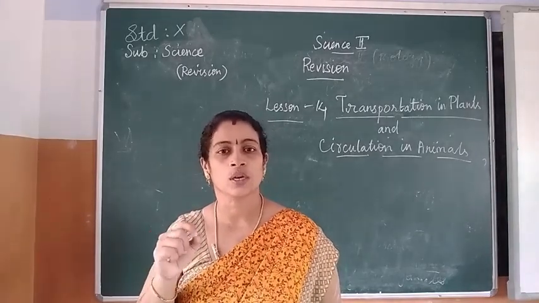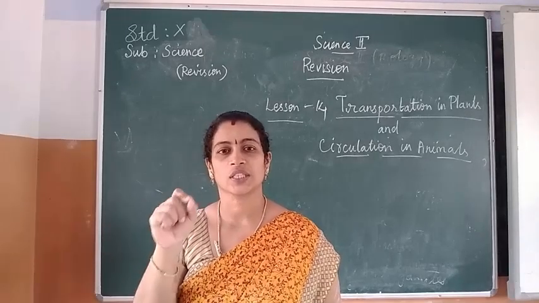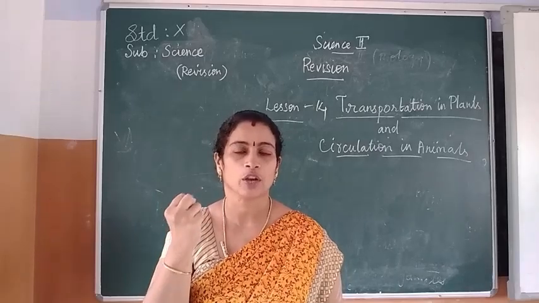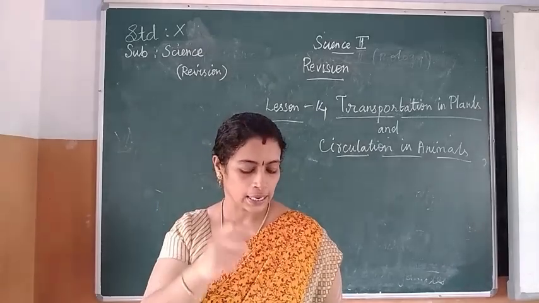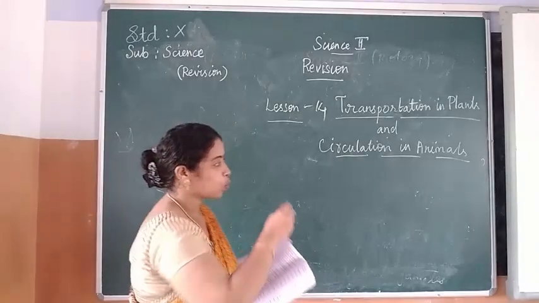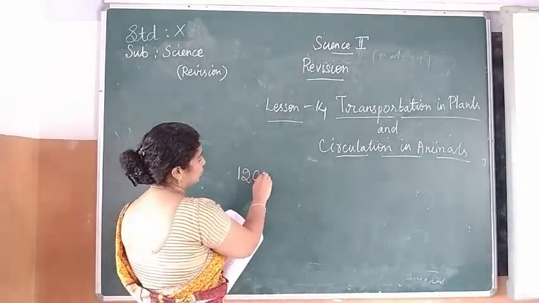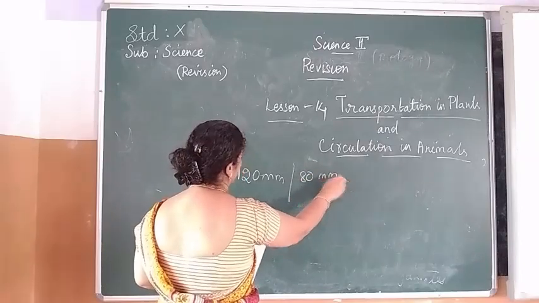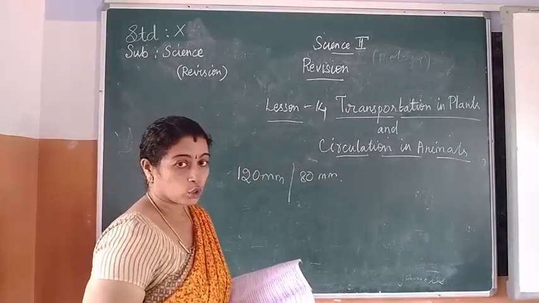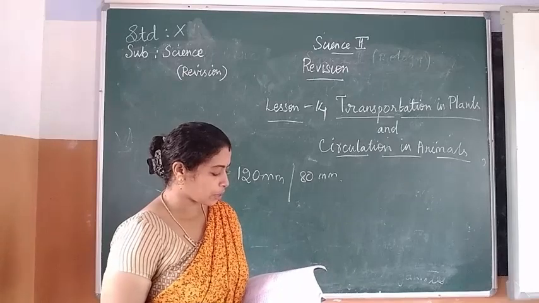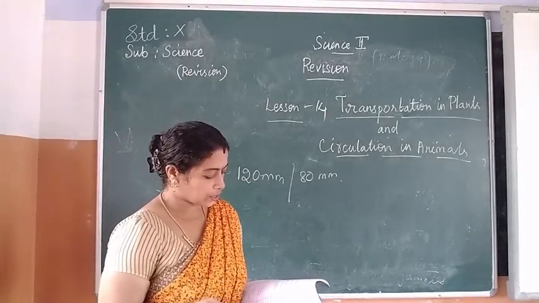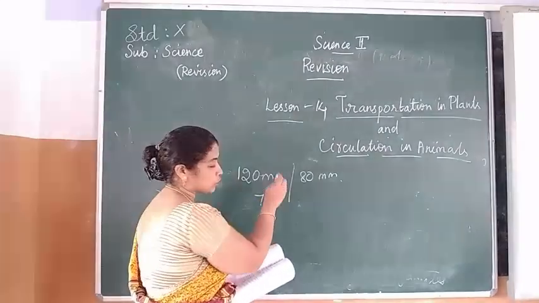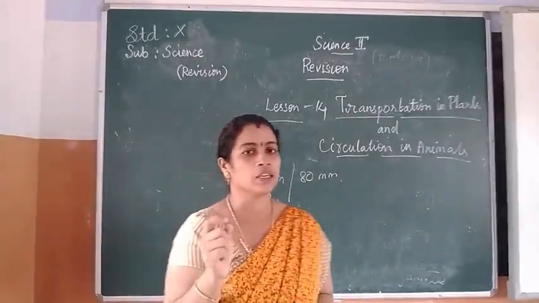Root hairs are small thread-like, hair-like structures which arise from the roots. They are responsible for the absorption of water from the soil. Then, normal blood pressure, 120 mm to 80 mm. Okay, that is the answer for the 4th question. Then 5th question, normal human heartbeat rate is about 72 times per minute.